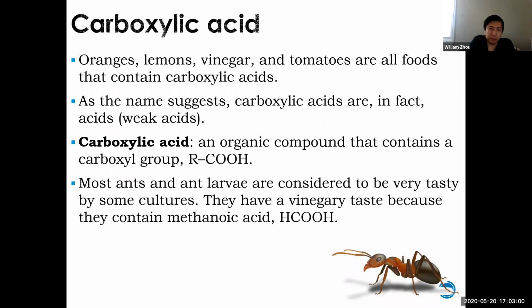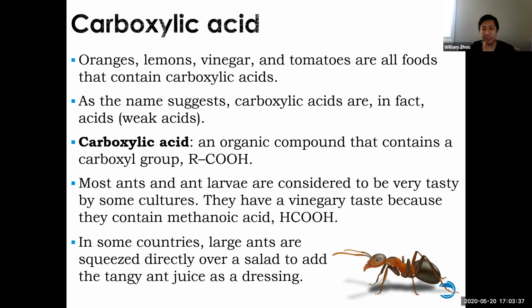A little interesting story about carboxylic acids. Ants, a lot of species of ants and their larvae, they all have a vinegary taste because they produce methanoic acid. Okay, methanoic acid is almost like vinegar. The vinegar that we put on food is ethanoic acid with 2 carbons. Methanoic acid has 1 carbon, but still an acid. They make the acid because of self-defense. However, some cultures consider them to be delicious. I don't know why they don't have vinegar, but they decided to grab these ants.